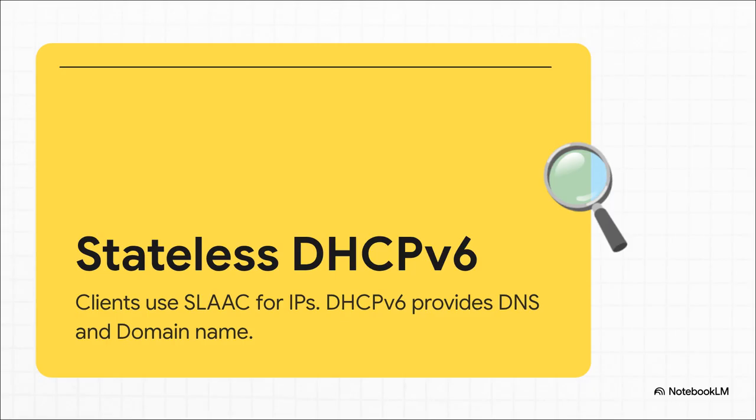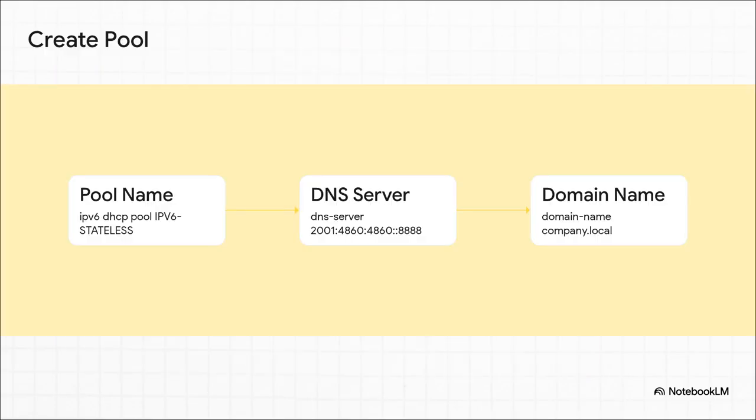So what does stateless actually mean here? Well, in a stateless setup, the client literally generates its own IPv6 address using a process called SLAAC. That's stateless address auto-configuration, just by listening to the router's advertisement messages. The client takes the network prefix the router sends, mashes it up with its own interface ID, and boom, creates a unique IP. So the DHCPv6 server is completely hands-off when it comes to the IP address itself. Its only job is to hand out the other necessary network details, like your DNS server address and your domain name.